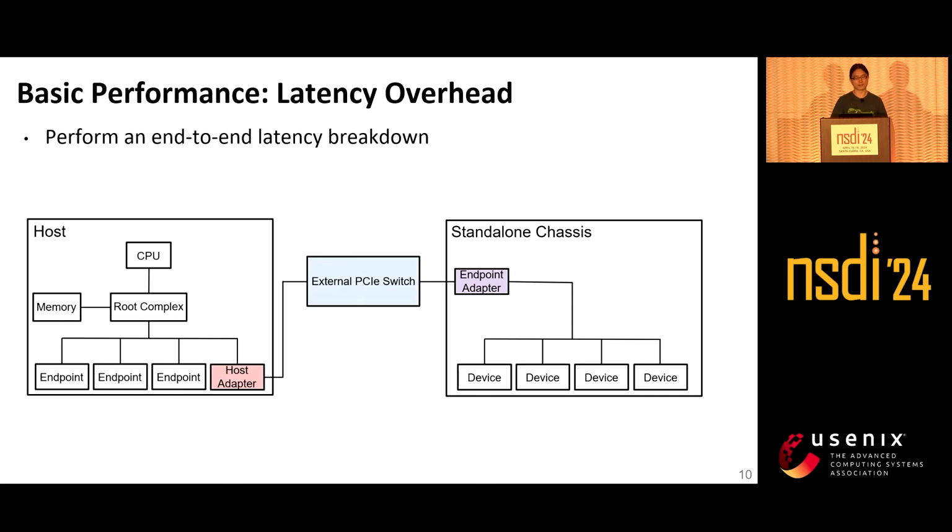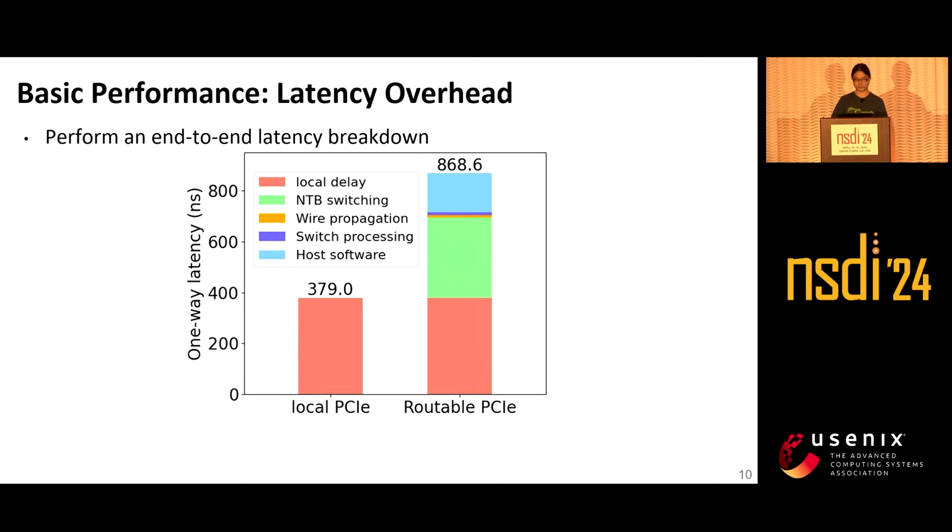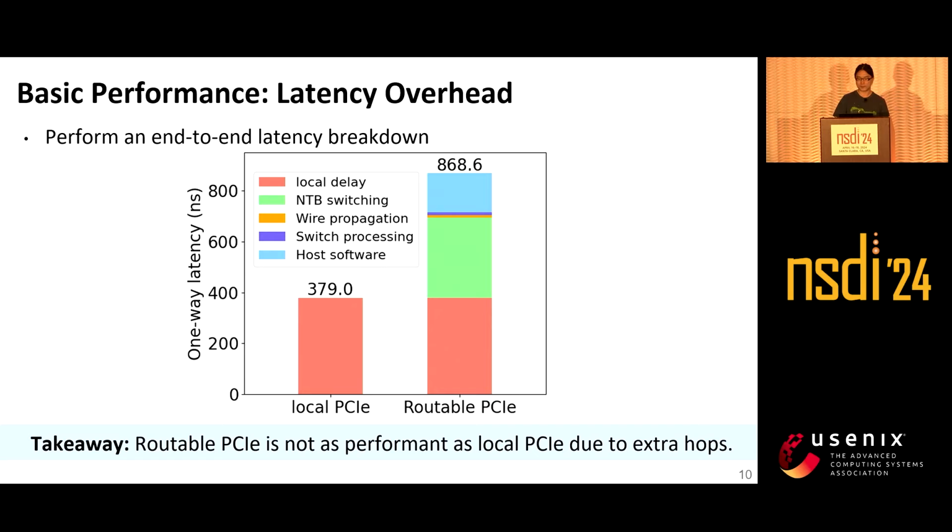We further work with the device vendor to perform an end-to-end latency breakdown. The NTB switching chips at the host adapter, external PCIe switch, and endpoint adapter each add a 105 nanosecond latency. Two copper wires each have a 5 nanosecond propagation delay. The external PCIe switch has a processing delay of 10 nanoseconds, and the remaining 150 nanoseconds is due to host-side software. From this, we learned that the Routable PCIe is not as performant as local PCIe due to the extra hops.